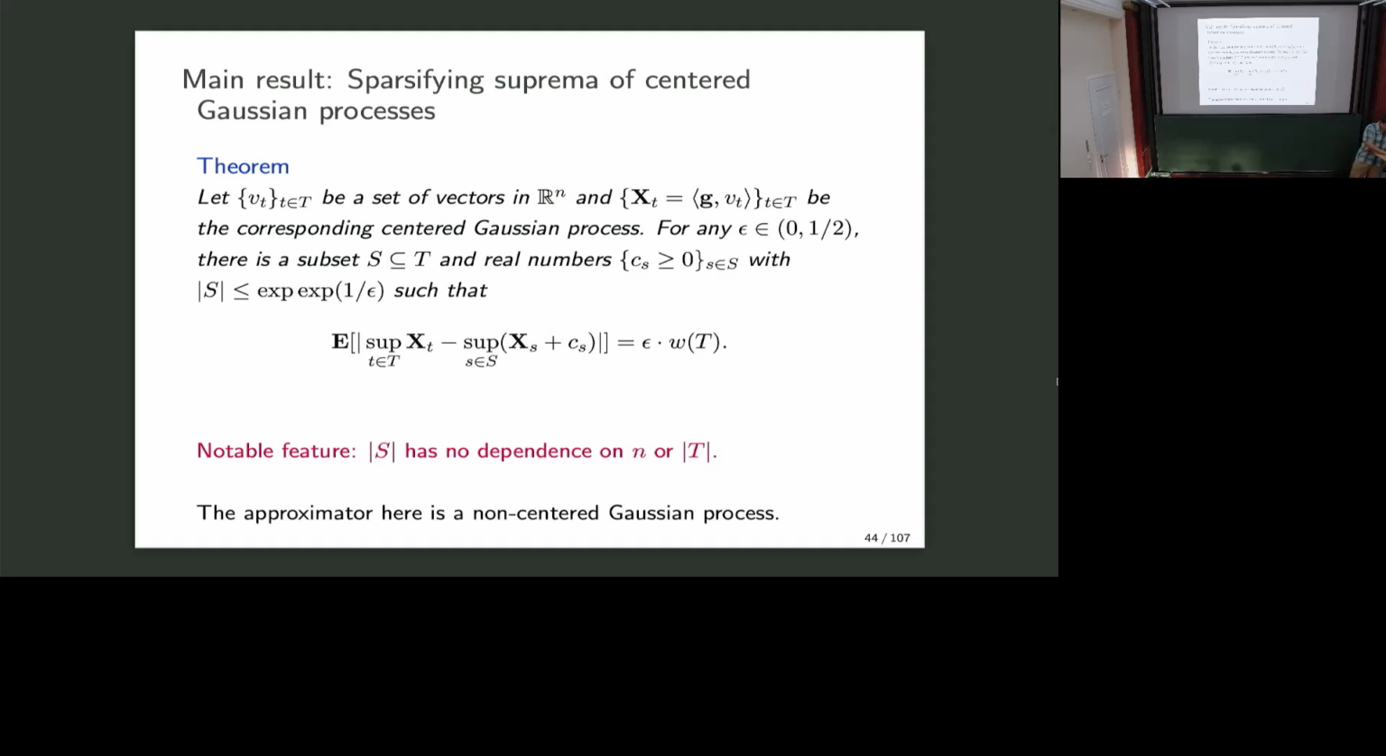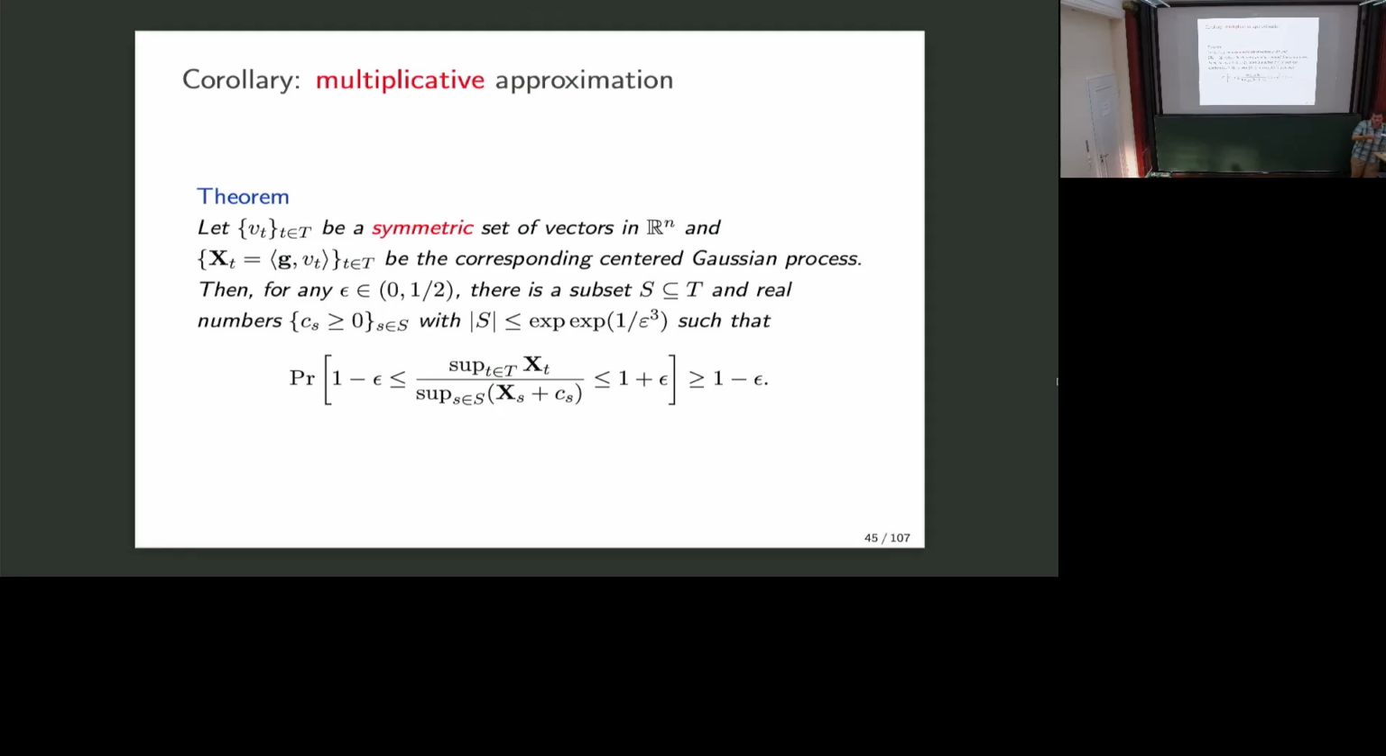Okay? So I want to tell you about a number of consequences of this result. In the upcoming slides, it'll be in red to indicate what's new on each slide. Okay? So what's new on this slide is multiplicative approximation. And I have to make an extra assumption. I have to assume that the underlying index set of vectors is symmetric. If I have a vector v in the set, I also have minus v in the set.